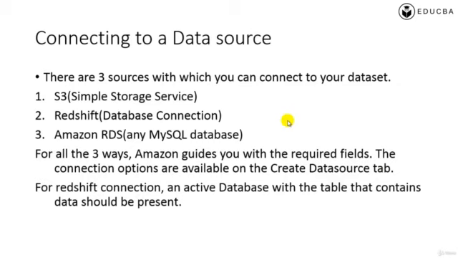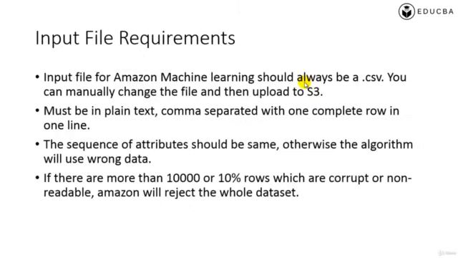There are some input file requirements that should be justified before you start pulling your data. We will look into these. The input file for AML will always be a CSV. In case of an XLS or any other file format, you will have to manually convert and then upload to S3. There should not be any encoding on your file, as Amazon tends to reject any special characters or encoded data and hence leads with corrupt data.